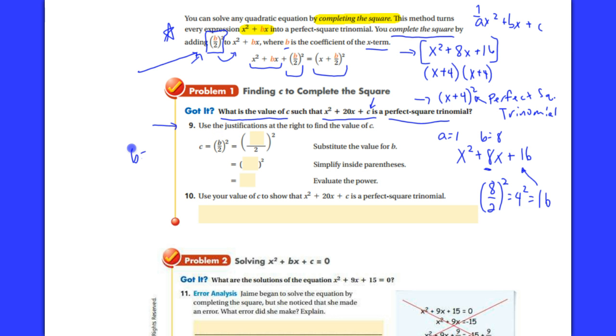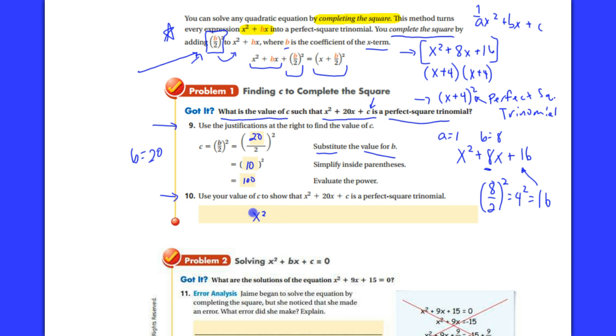b is 20. So we're going to substitute the value for b. 20 goes there. And we're going to find out what this value is. We're going to divide it by 2 and square it. 20 divided by 2 is 10. 10 squared is 100. All right, it says use your value of c to show that x squared plus 20x plus c is a perfect trinomial square.